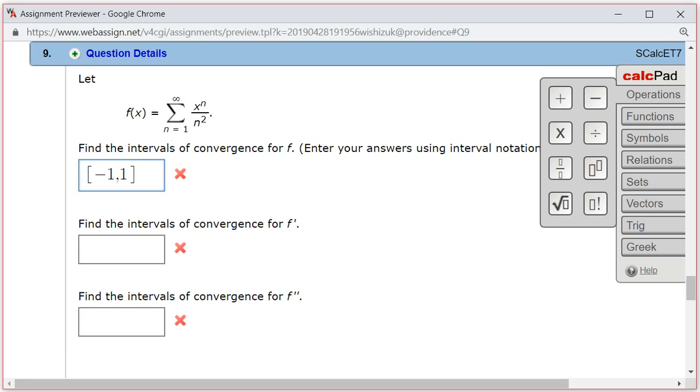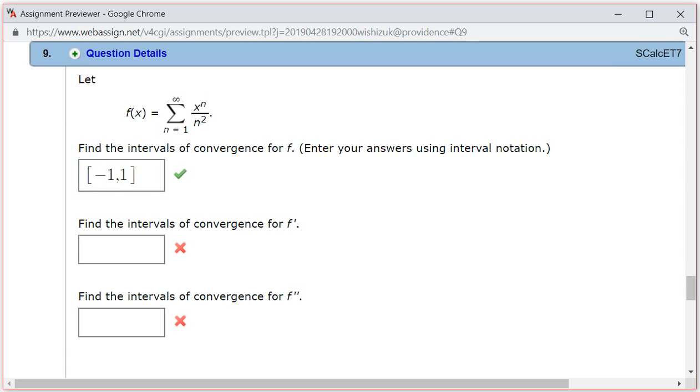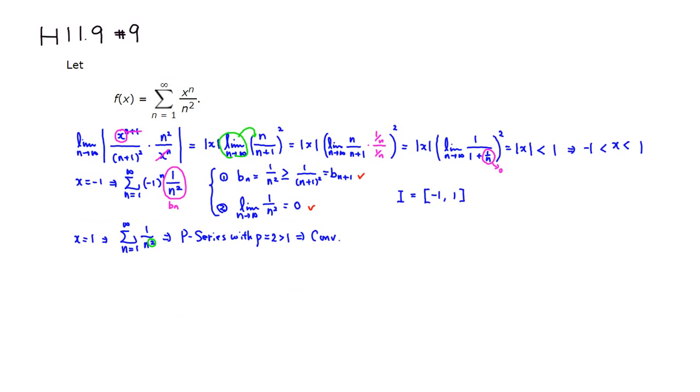Right, let's check the answer. Alright, I came back and it looks like we got the correct interval of convergence for f. How about f prime? When you look at f prime, the radius of convergence stays the same, but we might have a slightly different interval of convergence.